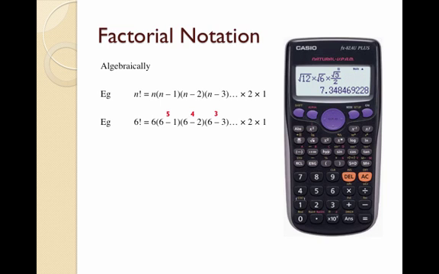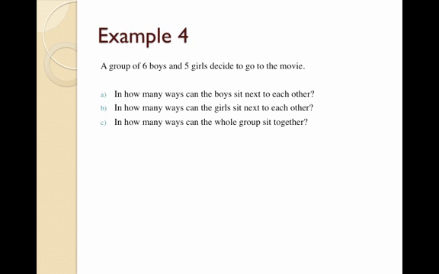Now, there is a button on your calculator that will do this automatically for you. Usually it has an x or an n with an exclamation mark after it. Because let's face it, if we had to do 9 factorial by pressing all 19 buttons, as opposed to just pressing 3 buttons, that is so good. Well, let's look at an example made easier by that factorial button.